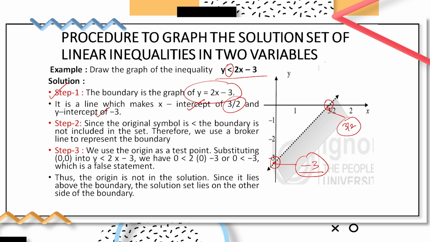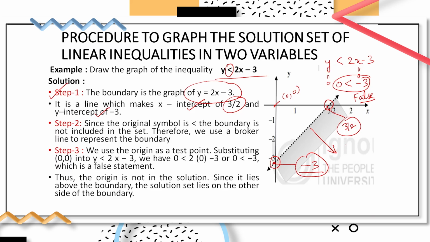Firstly, let's substitute the origin point, that is 0 0, into the inequality y less than 2x minus 3. Substituting y is equal to 0 and x is equal to 0 in this inequality, you will get 0 less than minus 3. This statement is false. So the origin is not satisfying the inequality. So the solution set is supposed to lie on the opposite side of the origin. So that's why the solution set is lying on this side of the boundary line.